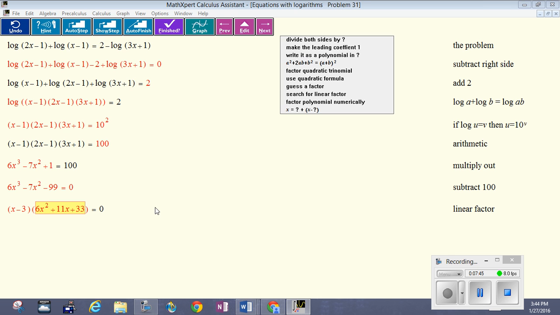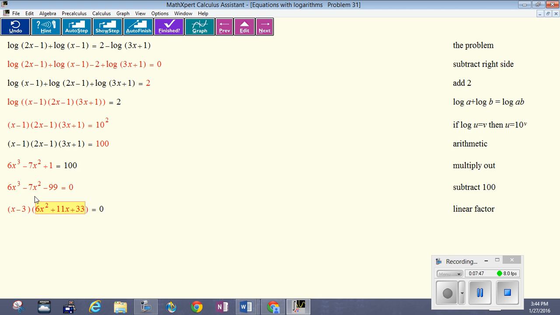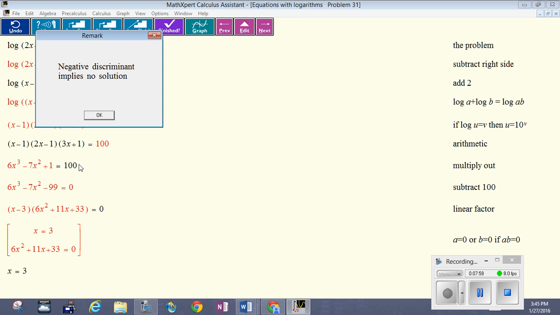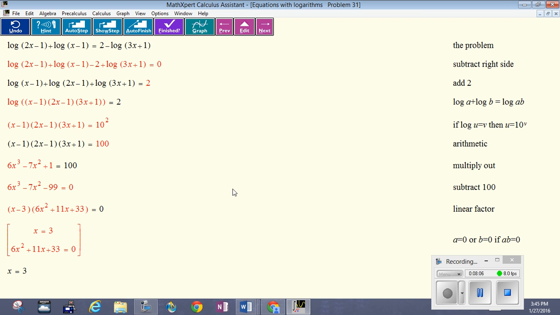So I guess we're going to have to answer x equals 3 as our answer, unless this thing is going to factor. And quadratically, it's probably going to lead to a negative discriminant. Let's see. Yes, negative discriminant. And so the only answer is x equals 3. Okay, so we got that one.